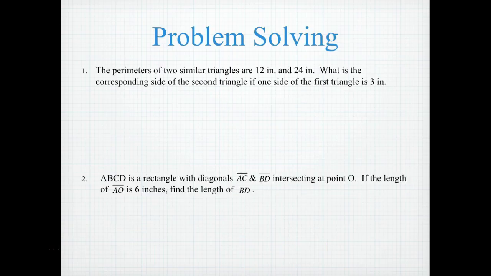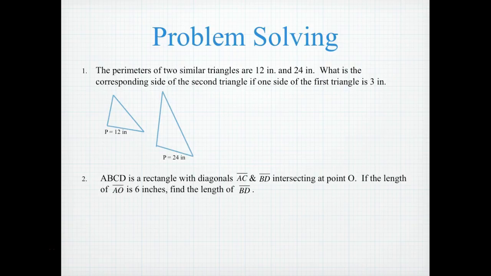In our next example, we're given that the perimeters of two similar triangles are 12 inches and 24 inches. We need to find out what the corresponding side of the second triangle is if one side of the first triangle is 3 inches. So the two triangles are similar. They're not drawn to scale, but we're given that they're similar, and they have perimeters of 12 and 24 respectively.